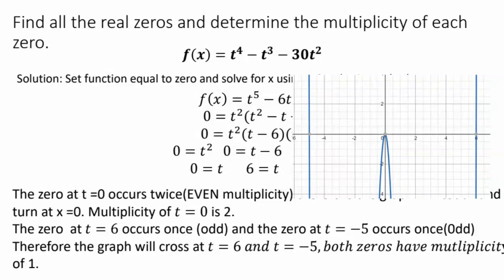At 0, we had an even multiplicity, so it's a double zero, just touching at 0, and we had an odd multiplicity at 6, so it's just crossing the graph. And again, it's these values here. This is the -5, this is the touching at 0, and it's the crossing at 6.